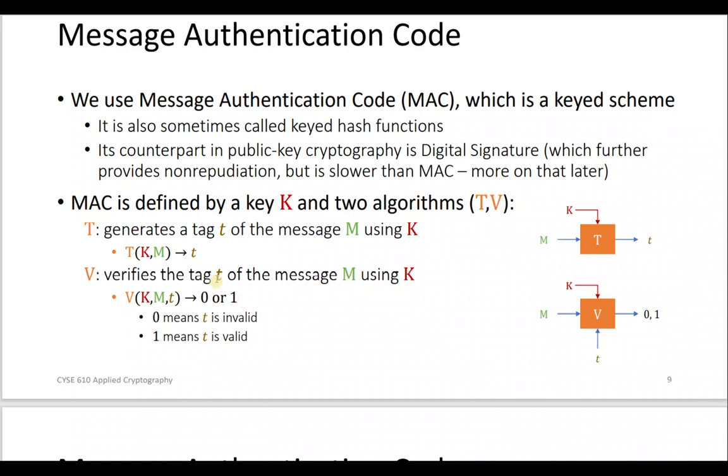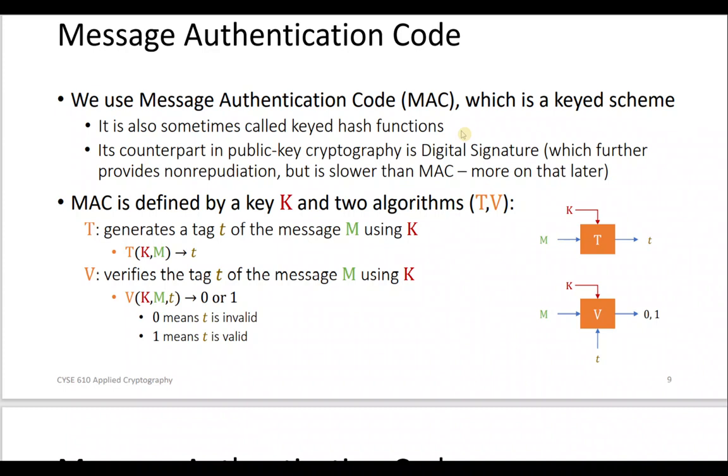The key is secret. So here we know that a message authentication code is a keyed scheme, and sometimes called keyed hash functions. So we key hash functions. And its counterpart in public key cryptography is the digital signature. Okay, so this will be discussed later.